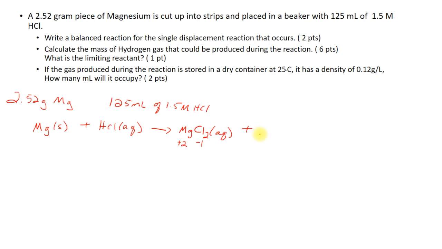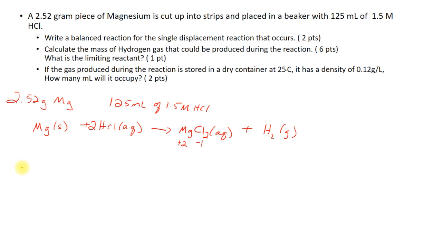And then the other thing, hydrogen is going to become an element, and hydrogen is a diatomic element that happens to be a gas. So that's going to look like that. I need to put a 2 there because I need both 2 hydrogens and 2 chlorines. So there's my reaction.